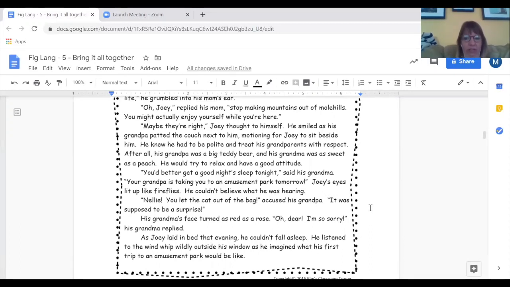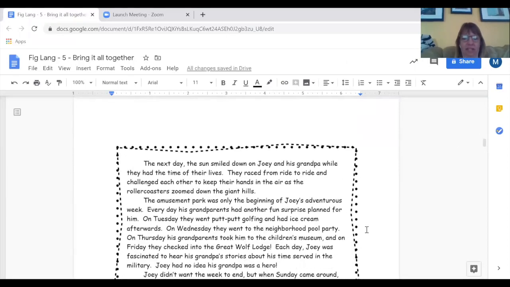He couldn't believe what he was hearing. Nellie, you let the cat out of the bag, accused his grandpa. It was supposed to be a surprise. His grandma's face turned as red as a rose. Oh dear, I'm so sorry, his grandma replied. As Joey laid in bed that evening, he couldn't fall asleep. He listened to the wind whip wildly outside his window as he imagined what his first trip to an amusement park would be like.